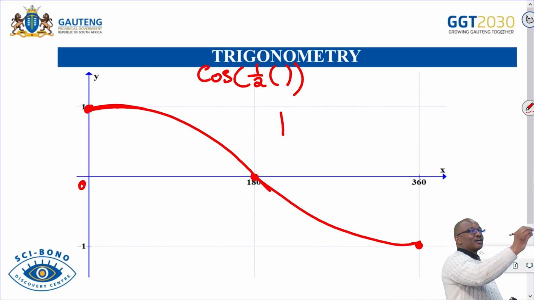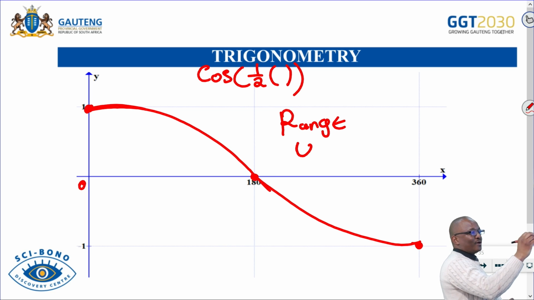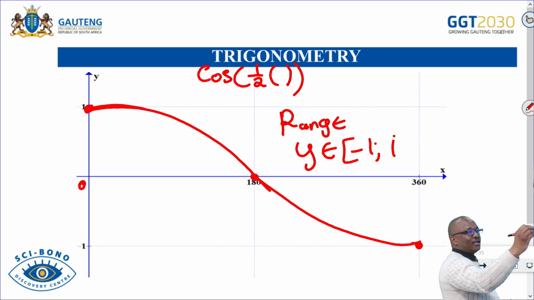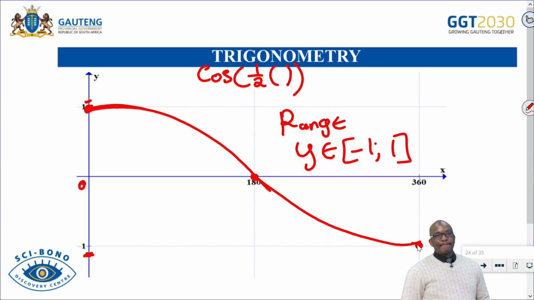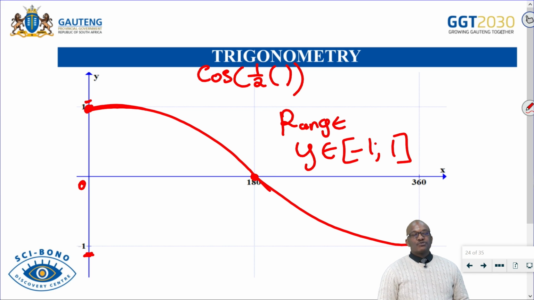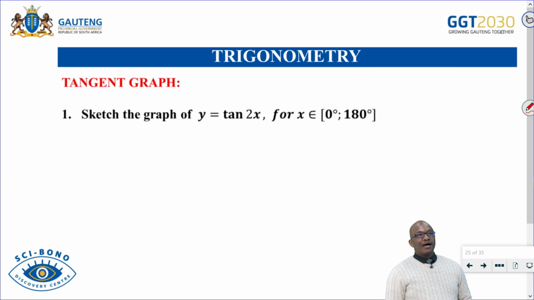So that's how you are going to sketch this graph. And a question will come and say, you must give us the range of this graph. Remember, the range will be the element of -1 and 1, because the graph is having -1 and 1. So basically, that's how you will be sketching this. So you see the effect of K, how K can affect our graphs. Okay, now let's look at the one for tan.